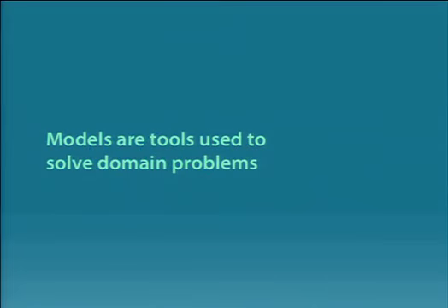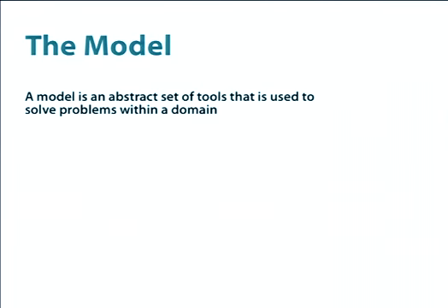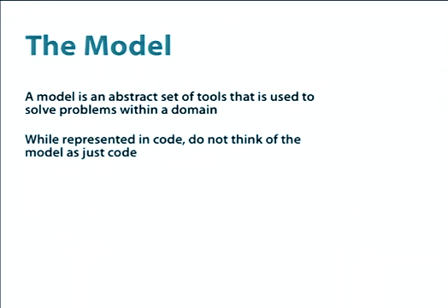Speaking of modeling, in domain-driven design, we use models as tools to solve domain problems. A model is just a high-level abstraction. It's just an abstract set of tools that we're using to solve and reason about domain problems. So don't think of a model just as code. A model isn't code. A model is a more high-level concept than just code. So when I say model in this talk, that's what I'm talking about. I'm not talking about specific representations of the model in code.